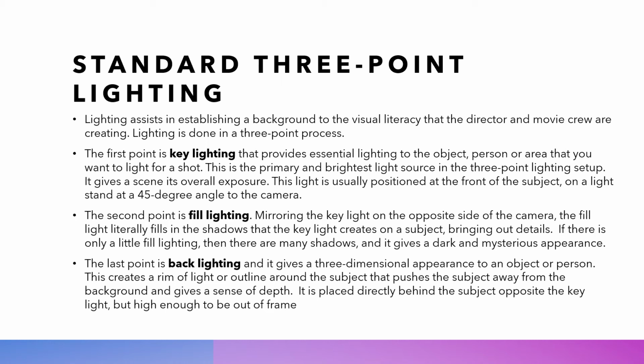The second point is fill lighting. Mirroring the key light on the opposite side of the camera, the fill light literally fills in the shadows that the key light creates on the subject, bringing out the details. If there is only a little fill lighting, then there are many shadows, and it gives a dark and mysterious appearance. The last point is the backlighting, and it gives a three-dimensional appearance to an object or person.